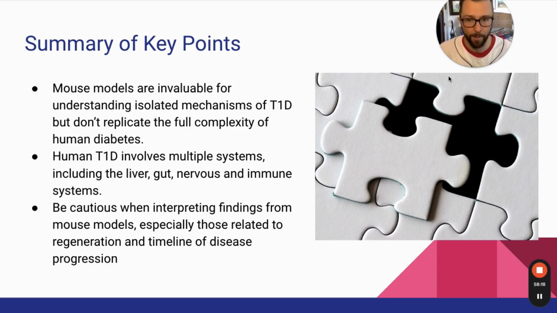They work together. So when it comes to the mouse model, which tends to be more isolated from a variable standpoint, from an inflammation standpoint, from the systems affected standpoint, we need to be cautious when interpreting these findings, especially when it relates to regeneration and the timeline of disease progression, because there's a huge difference between the human model and the mouse model.